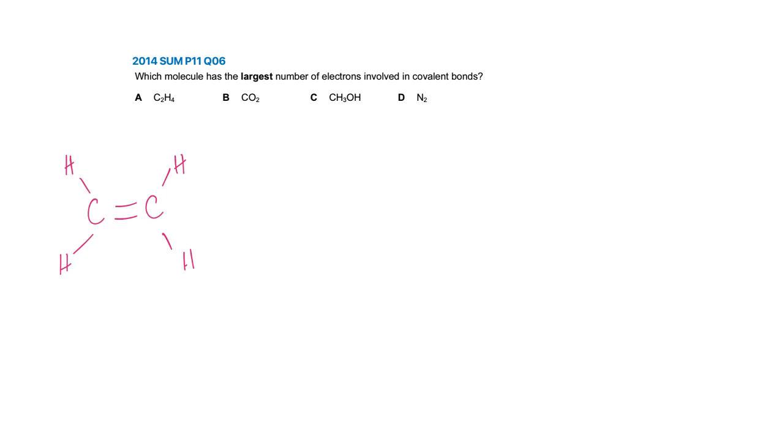Okay. Then I have CO2. That's a double bonded O. Then, just for the sake of it, we'll draw methanol. This is what it looks like. Methanol. And N2. This is what N2 looks like.